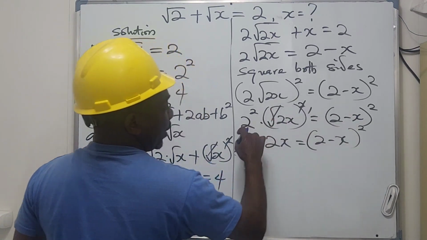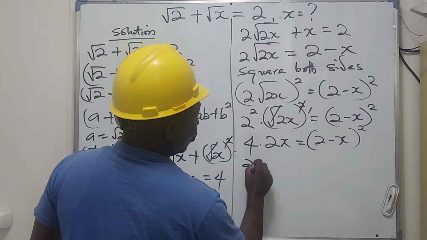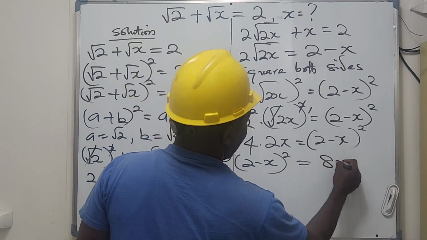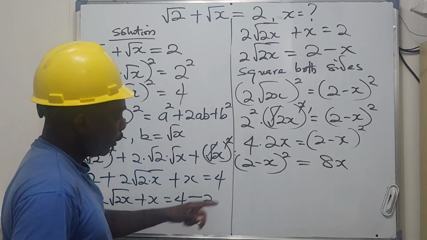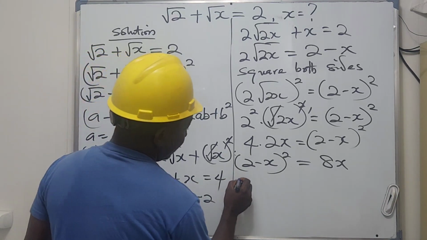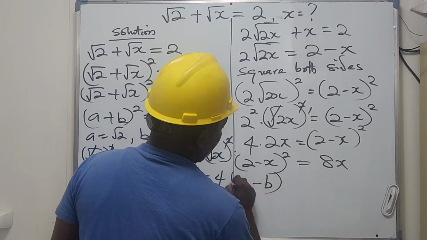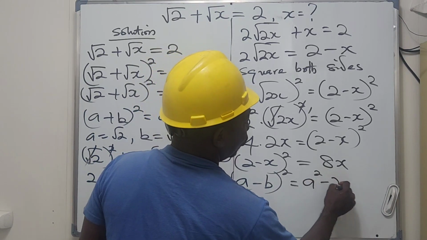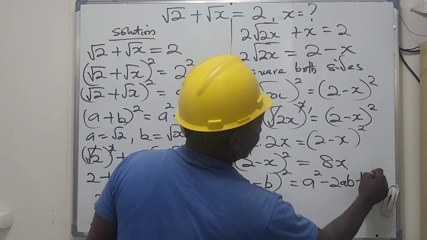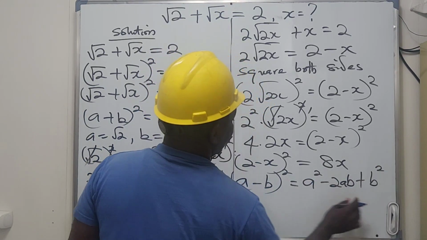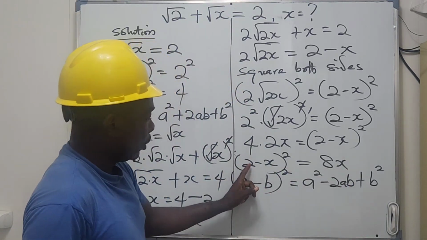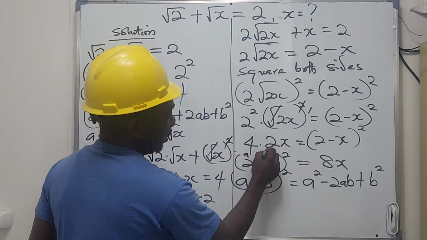So we will move this to the other side. We have 2 minus x all to the power of 2 equals 8x. So here, for us to evaluate, this is in the form a minus b all to the power of 2, which equals a to the power of 2 minus 2ab plus b to the power of 2. So we are going to express this in this format. So this is our a and this is our b.